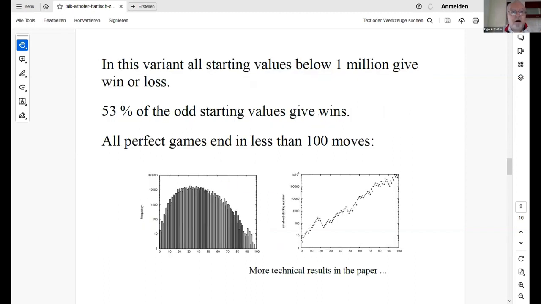In this variant, it turned out, by backward analysis, that all starting values between 1 and 1 million give a win or loss. And interestingly, the proportion of lost positions is rather high: only 53% are wins and 47% are losses. On this slide, you see two statistics. One is which move length to win or loss is how often. And on the right side, you see which is the smallest number where, say, move length 40, 41 or so is reached. So you see in the set from 1 to 1 million, at most 100 moves are played. You have this logarithmic scale, almost linear in that. More technical results on this game are in the paper.